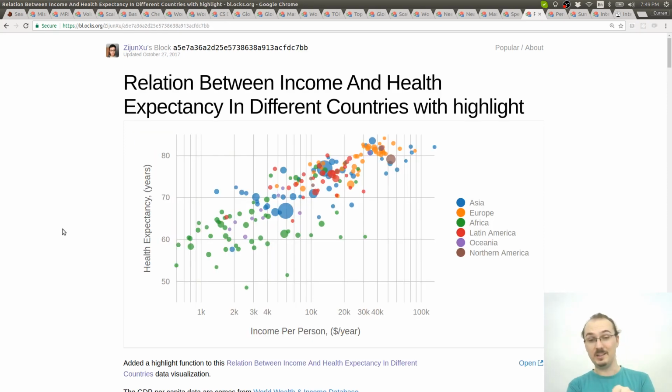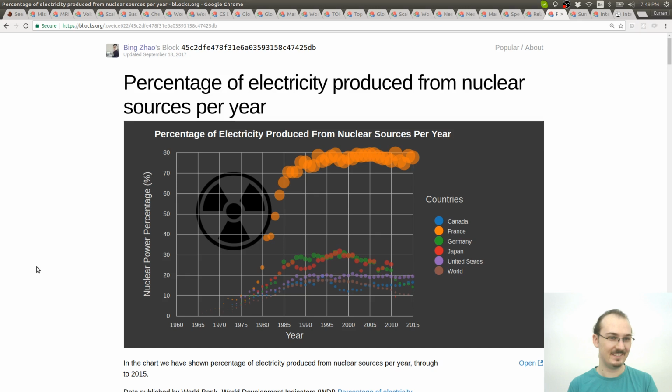This one's really cool. It's basically a recreation of one of the Gapminder visualizations based on one of my scatter plot templates. That was really cool to see. I really love the styling on this one. The theme is nuclear energy, and I love the background image there with the nuclear energy symbol. And it's interesting to read as well. I mean, who knew that France has the largest percentage of its electricity produced from nuclear sources?